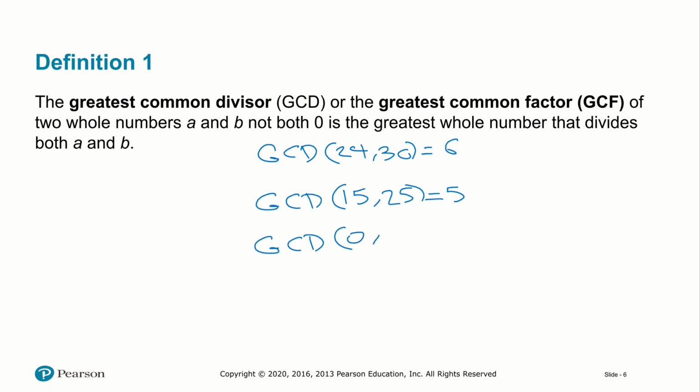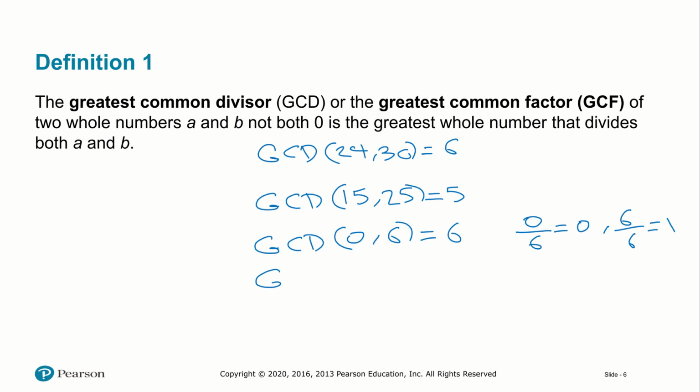For example, the GCD of 0 and 6, right? And this may be confusing at first, but if you think about it, it makes sense. It would be 6. Why? Because 0 is divisible by 6. How many times? 0 times. And so is 6 divisible by 6, which is 1 time. So the greatest common divisor of 0 and any non-zero number would be that non-zero number.